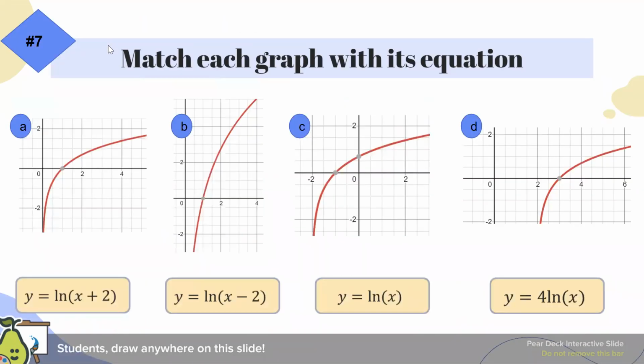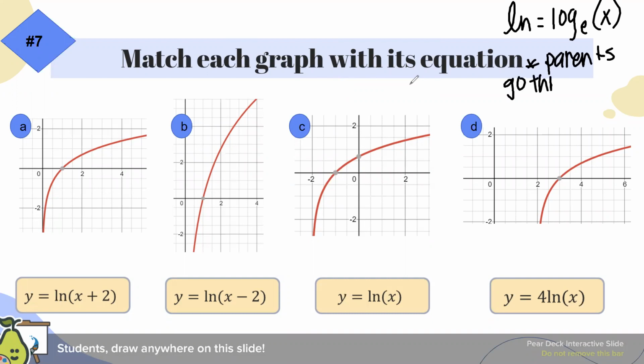And lastly, match each graph with its equation. More log functions, right? We have the natural log of x plus 2, the natural log of x minus 2, the natural log of x, and 4 times the natural log of x. Remember that the natural log is equal to log with base of e. And we just discovered in the last problem that basic parent functions go through the point (1, 0).